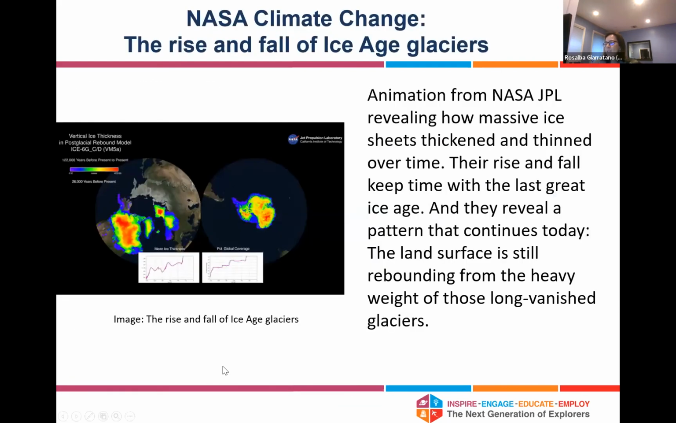And the last one is an animation from NASA's Jet Propulsion Laboratory that lets you kind of turn back your clock 122,000 years and kind of like place a camera above the North and the South poles and see how these massive sheets of ice thickened and thinned over time. So something that may be interesting to you to learn more about glaciers and how they change. And that's it for me. Thank you.